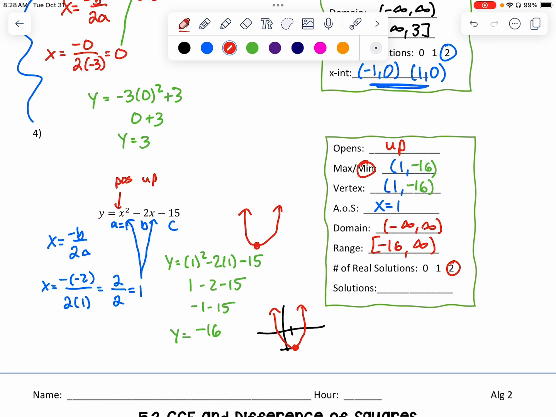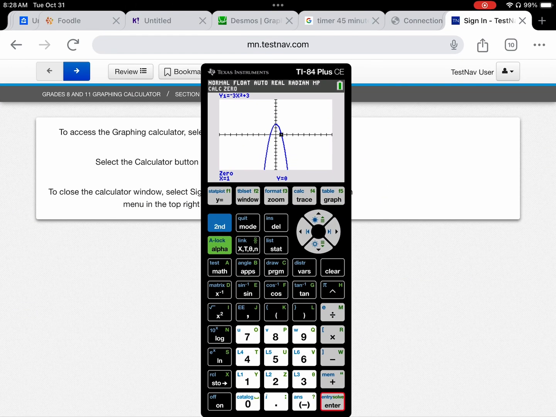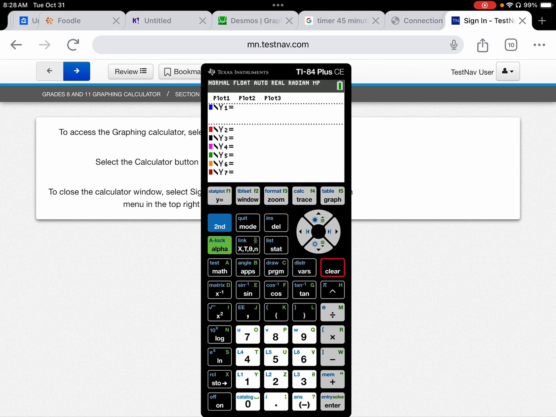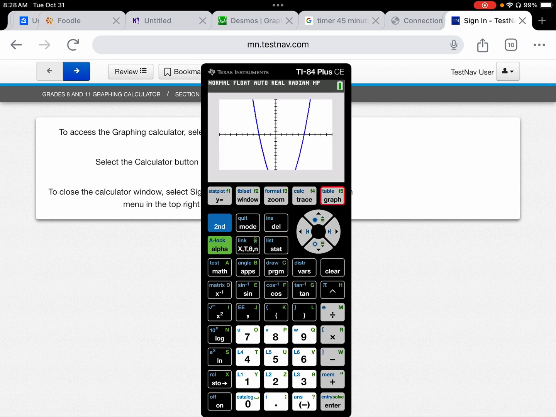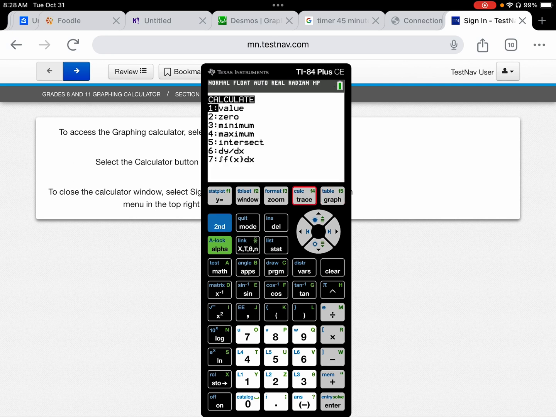So we can use our graphing calculator to find the x-intercepts. I'm going to clear this, go back to y equals, and clear the equation. This time we have x squared minus 2x minus 15, and we'll graph it. If you can't see the graph fully, you always could zoom out or extend your axes. However, we only care about the x-intercepts because we found everything else. So we're going to go to second trace, and we want the zeros.